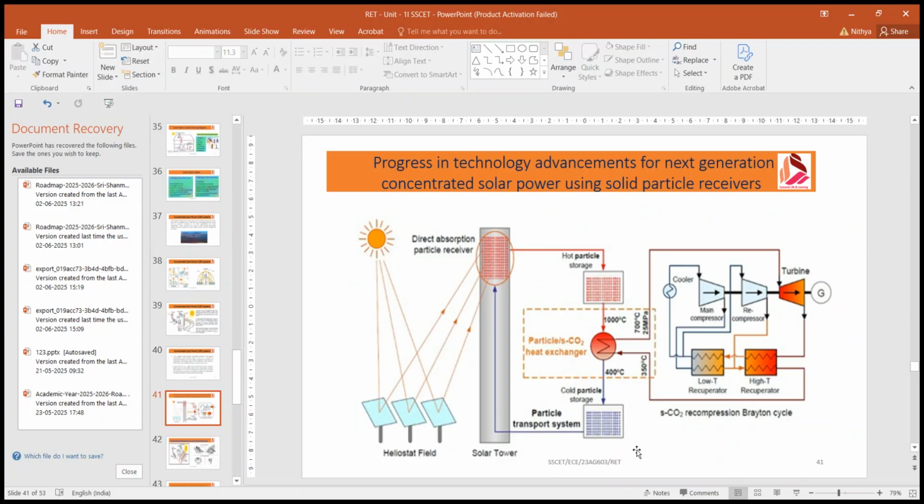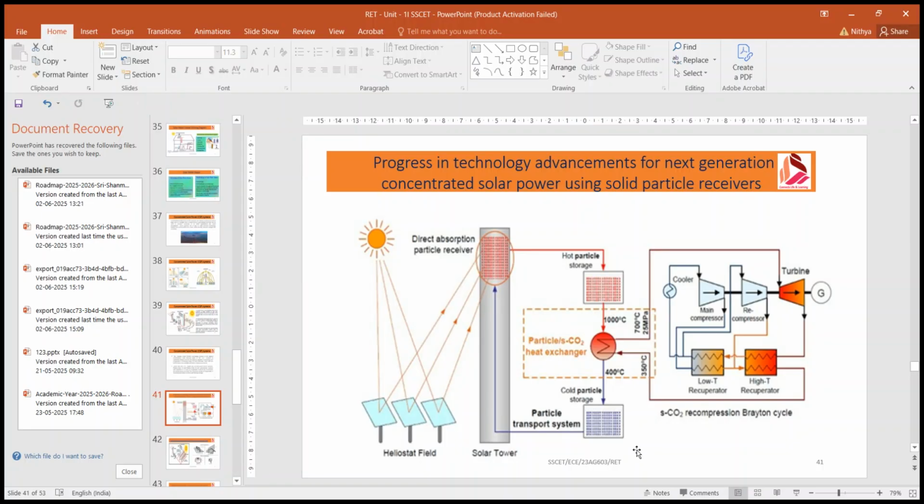With progress in technology, there is the advancement for next-generation concentrated solar power using solid particle receivers. Here, fields of glass heliostats reflect the sunlight, and the receiver end directly absorbs it. The receiver absorbs the maximum heat energy, which produces steam and is passed to the different categories of heat exchangers.